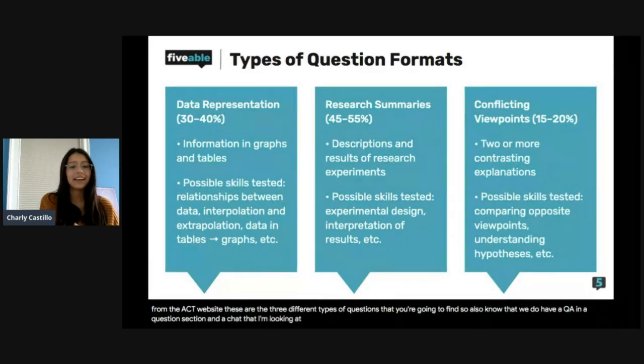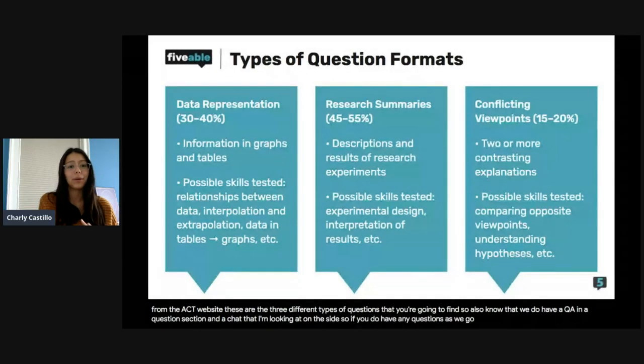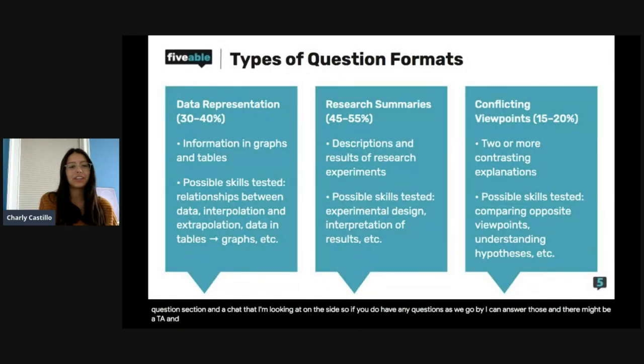So also know that we do have a Q&A and a question section and a chat that I'm looking at on the side. So if you do have any questions as we go by, I can answer those. And there might be a TA answering in the Q&A. I'm not entirely sure if we do have that. I do have one working today. But you can just throw in questions and I can answer them along the way or save them to the end.